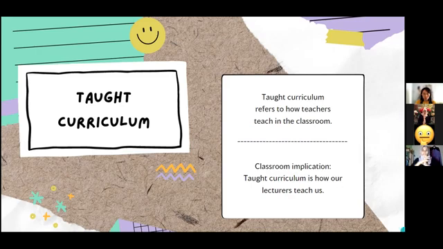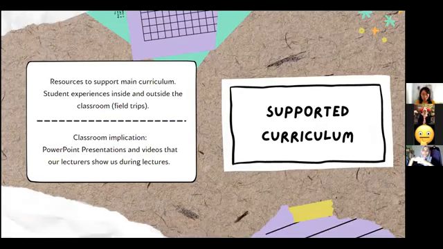Next curriculum is the supported curriculum. Now, supported curriculum refers to the resources to support the main curriculum. So the students experience inside and outside of the classroom, for example, field trips or activities that they have outside of the classroom, for example, school marathons and things like that.